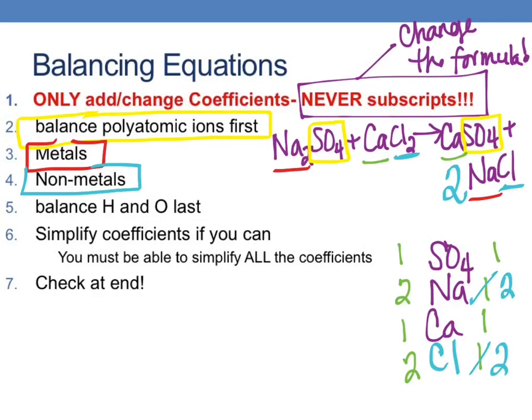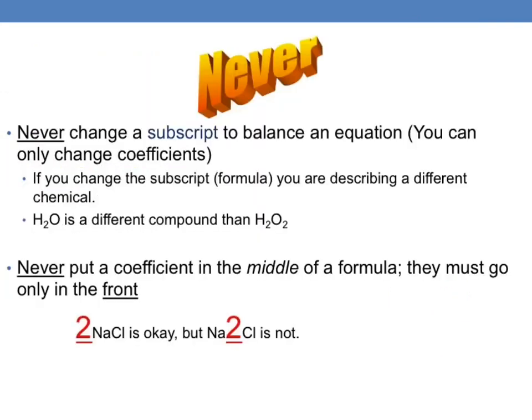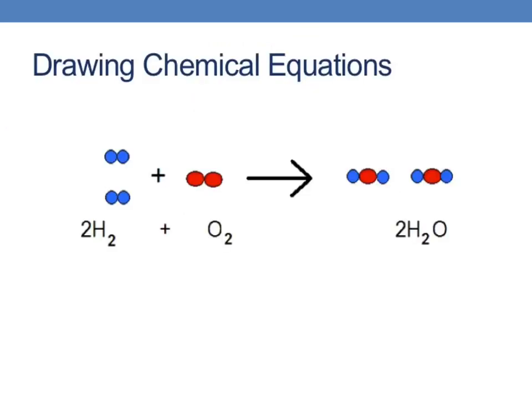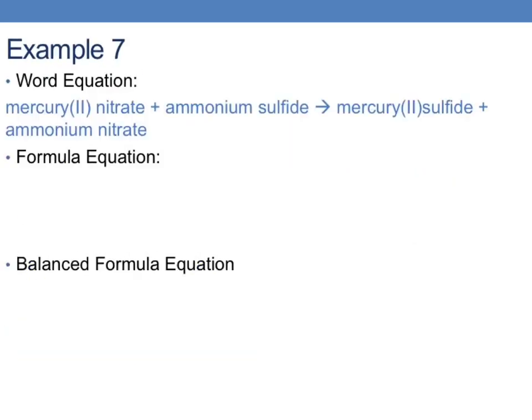All right, so let's go do... This is just what I said before. Never change the subscript. 2 NaCl is okay, but you can't say Na2Cl. If I needed 2 chlorines, I can't just throw a 2 in there in front of that chlorine. It's not correct.